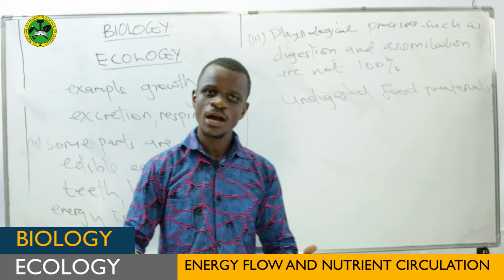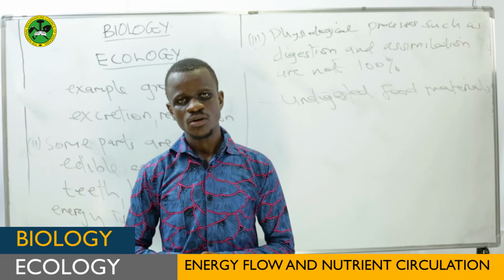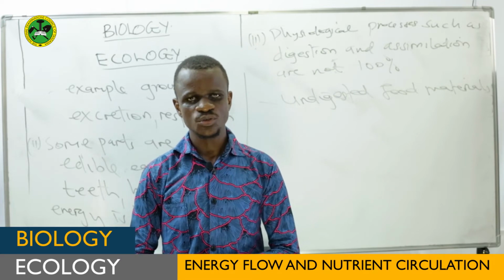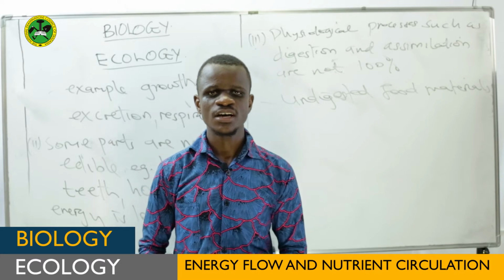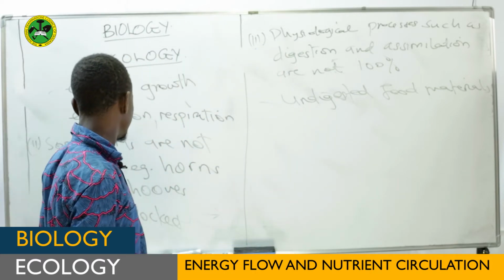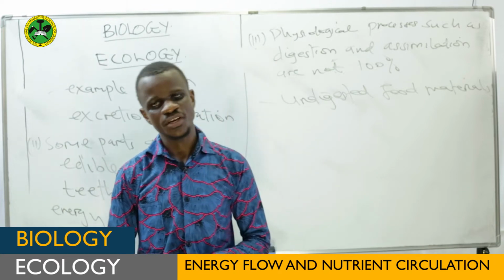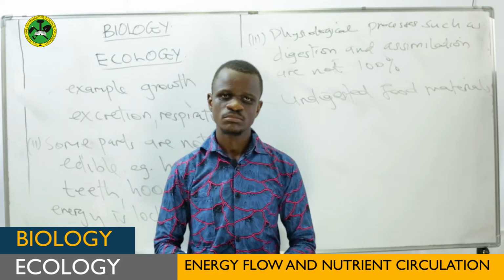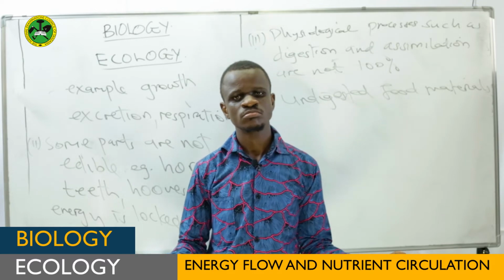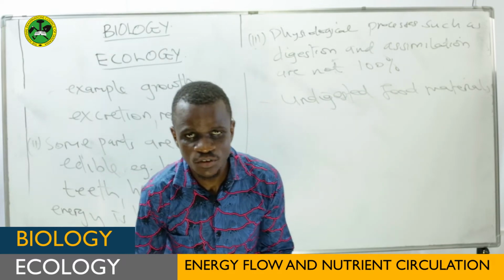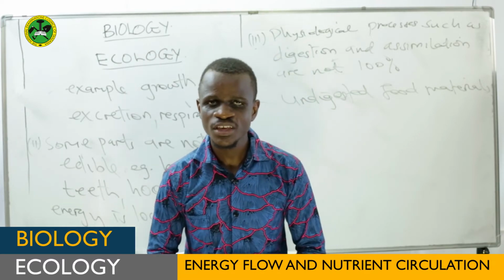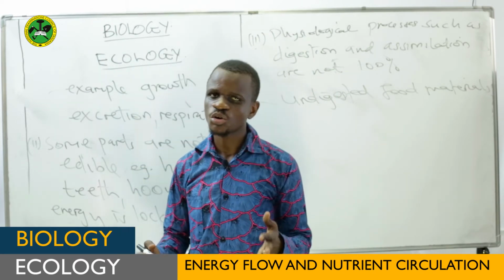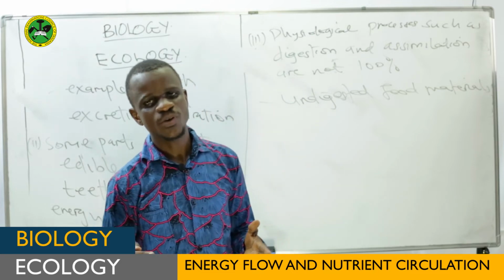Therefore, here, my students, you can be asked why the energy keeps on decreasing from one trophic level to another trophic level. The answer is a summary of the points which I have outlined here. Hope you are following. But also, you can be asked, in an ecosystem, there are few trophic levels. The trophic levels cannot be many. The reasons are the same, because the energy always decreases from one trophic level to another trophic level.